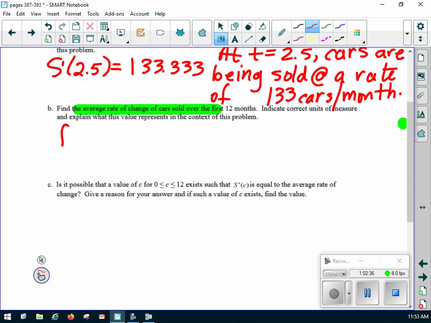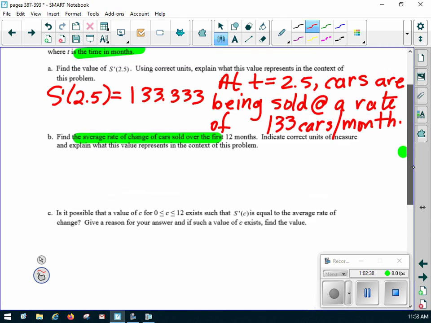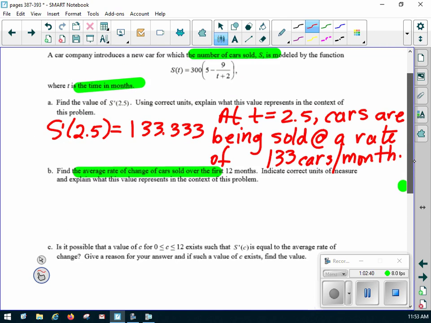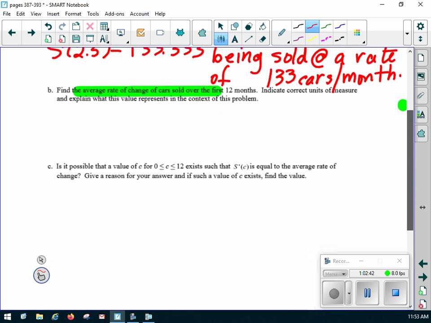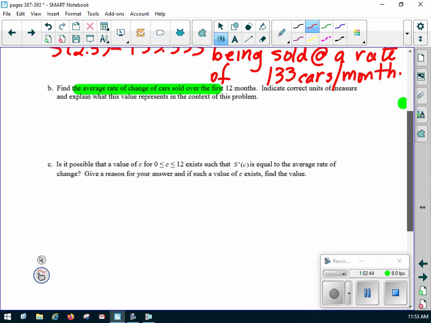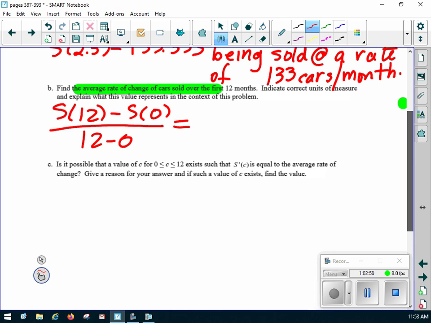S of, is it S? That's what I'm trying to think about. Is it 0 or 1? It's 0. Yeah, it's 0, because 0 meaning no time has passed. So S of 12 minus S of 0 over 12 minus 0. Use your calculator and crunch those numbers, but you've got your Y1.